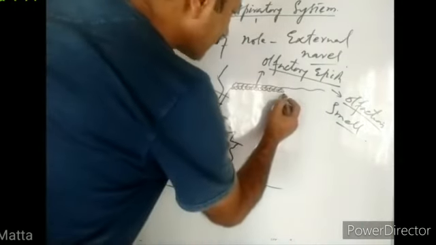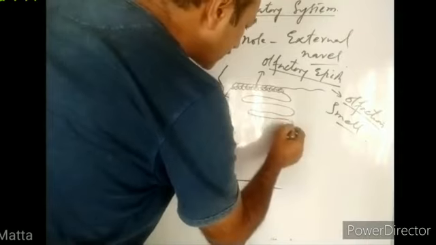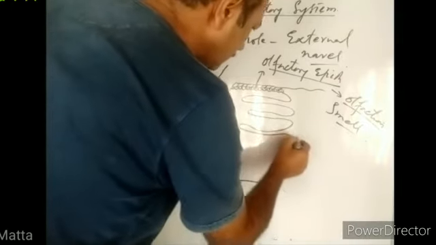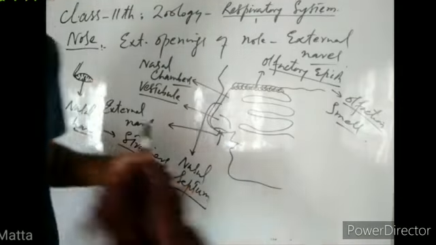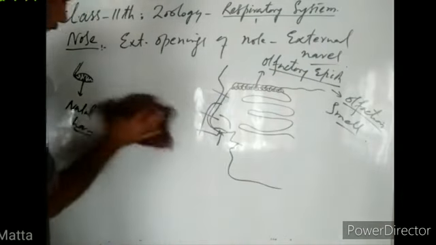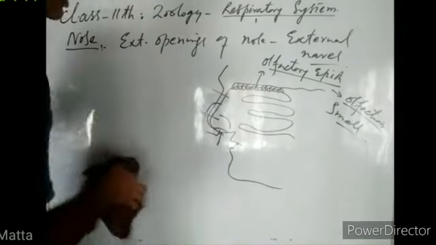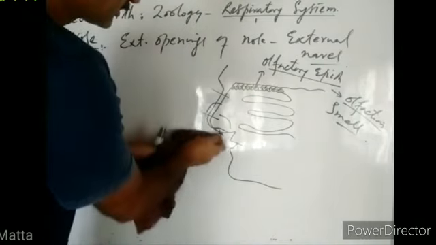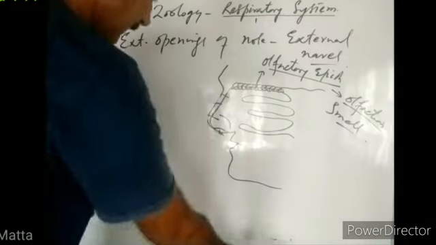Internally, each nasal chamber is drawn into three ridge-like structures. These three ridge-like structures, which are present in the nasal chambers, are known as the nasal conchae.